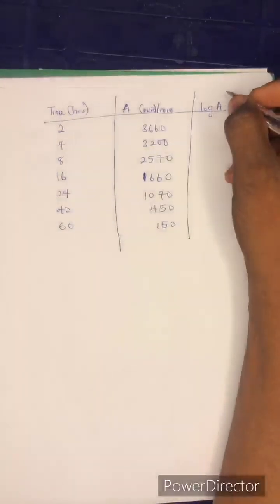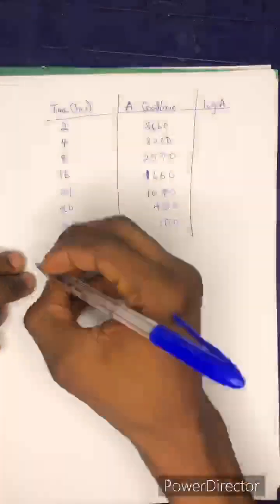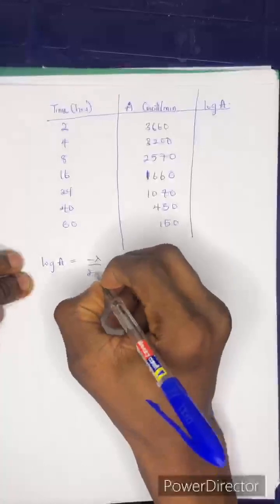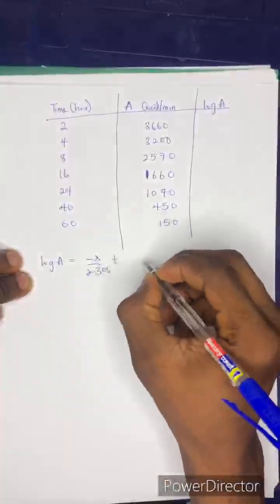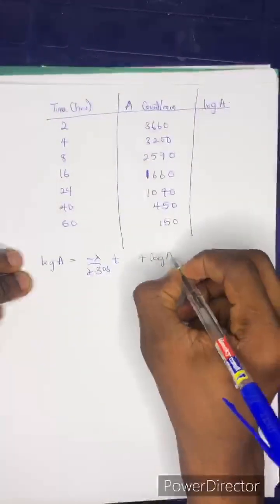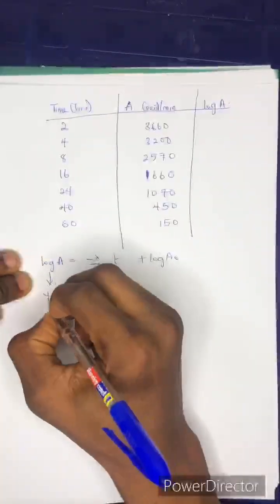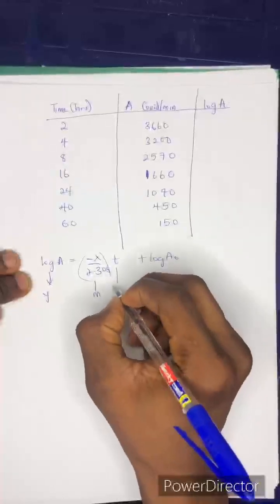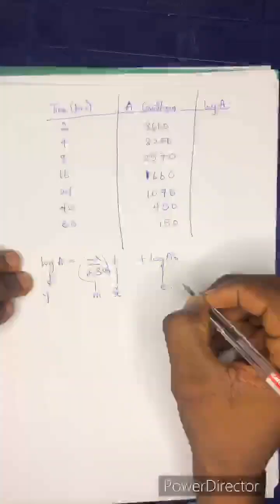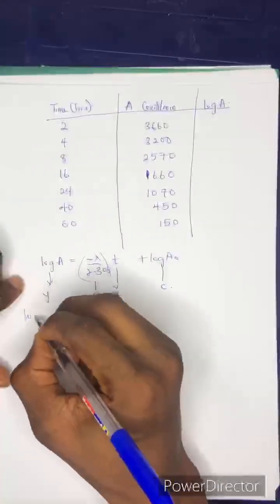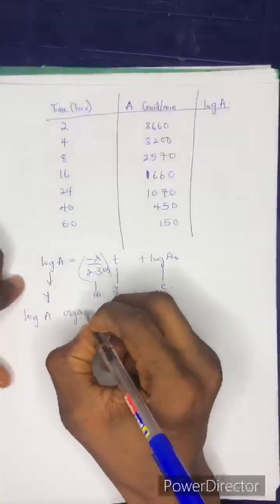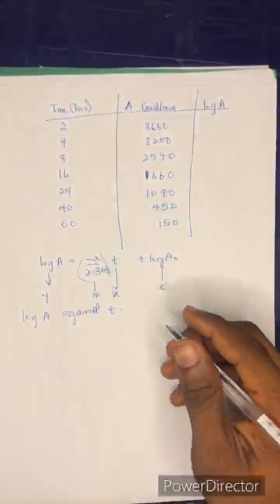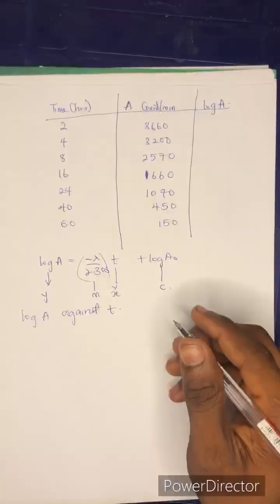It's just like using the other formula of log n. So here we are doing log A equals minus lambda over 2.303 t plus log A naught. So it's a graph of log A against t, this is the slope, this is our x, and this is our c. So we're plotting the graph of log A against t. Are you seeing that?